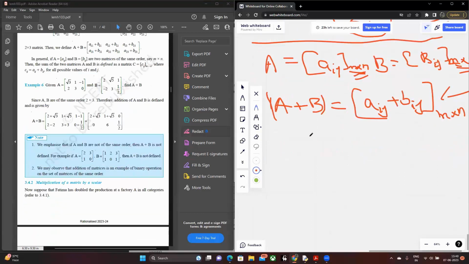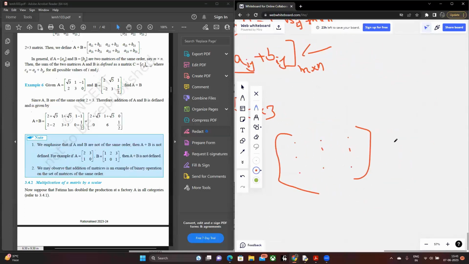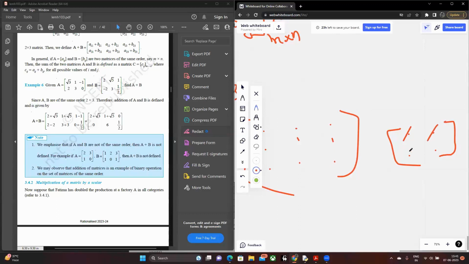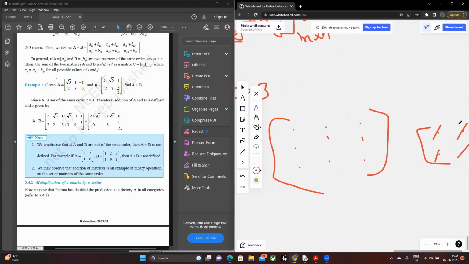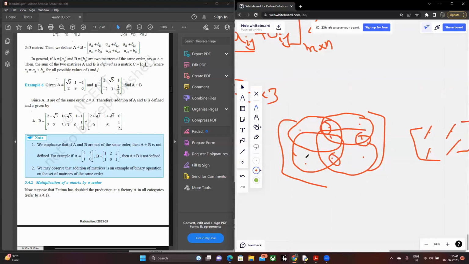All right. If you have two different orders, say A is of order 2 cross 2 and B is of order 3 cross 3, and you do A plus B, you'll see that B is going to be something like 1, 2, 3, 4, 5, 6, 7, 8, 9. And A is going to be 1, 2, 3, 4. Wait, I'll just mark this as slashes. So where will these 4 slashes go and add to? Will they add over here? Will they add over here? Will they add over here? Will they add over here? Or will they add like 1 here, 1 here, 1 here, 1 here? What is it going to do? We don't really know and we can't really define it.